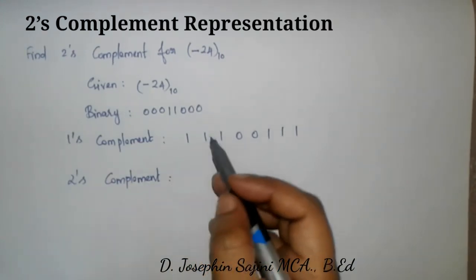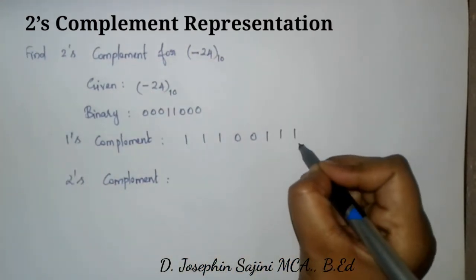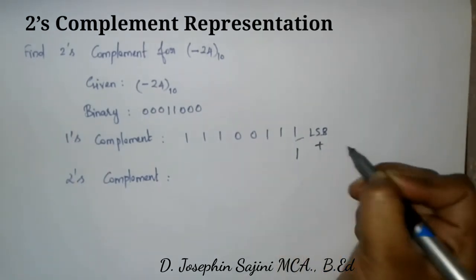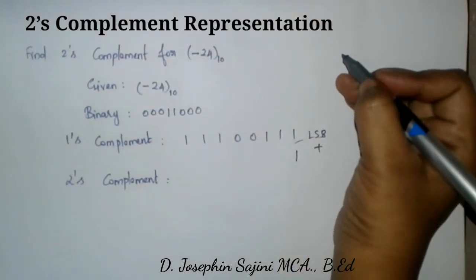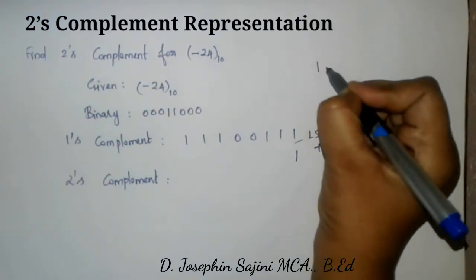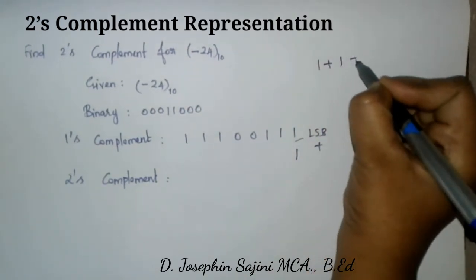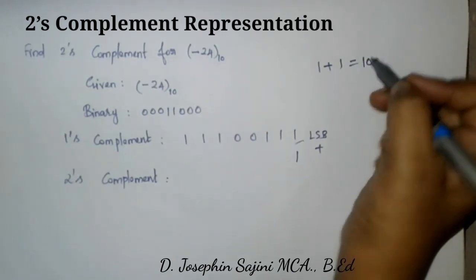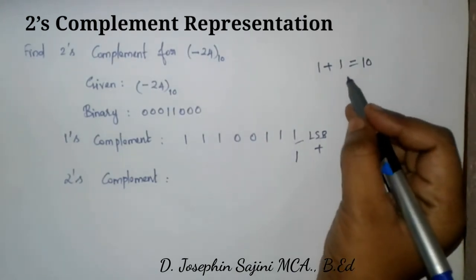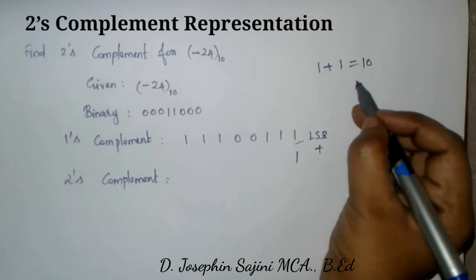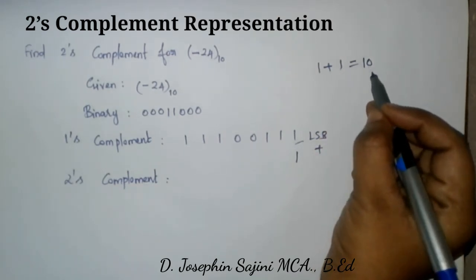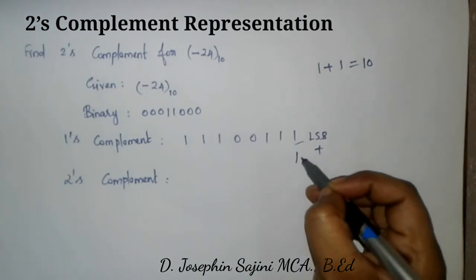Now we are going to add 1 to the least significant bit. As per binary arithmetic, 1 plus 1 is equal to, it is not 2, it is 10. In the next video, we will see about binary arithmetic. For now, just learn that 1 plus 1 is equal to 10.